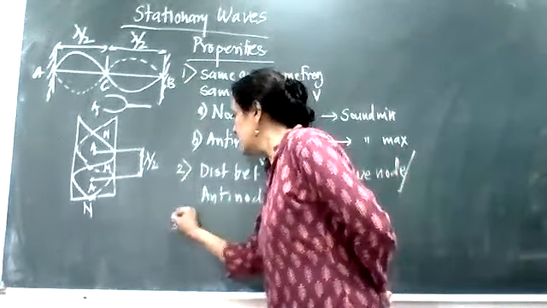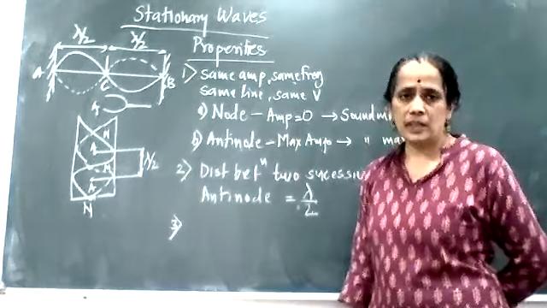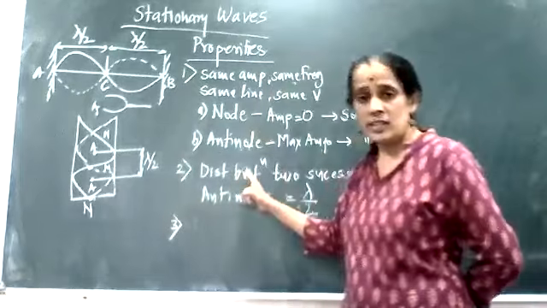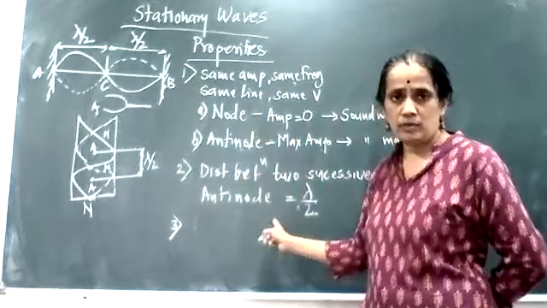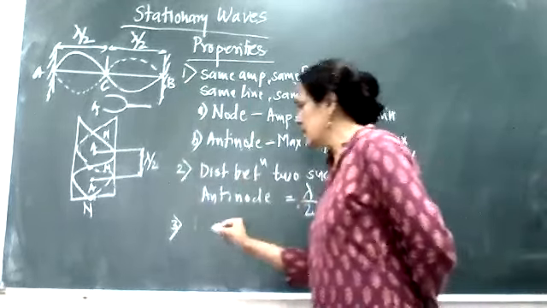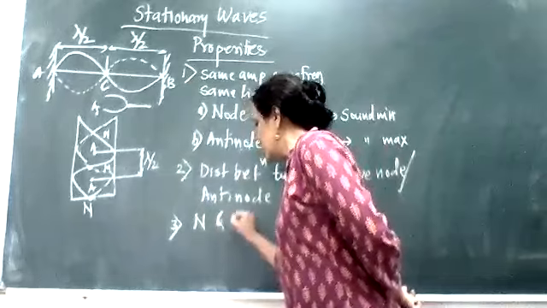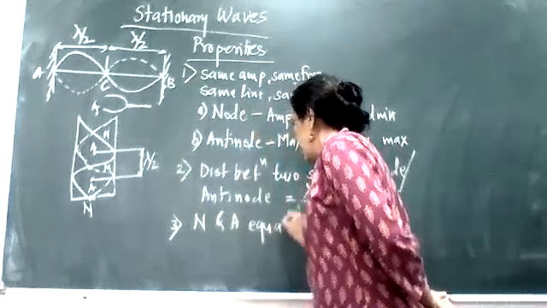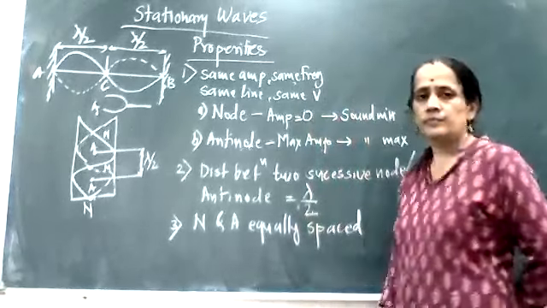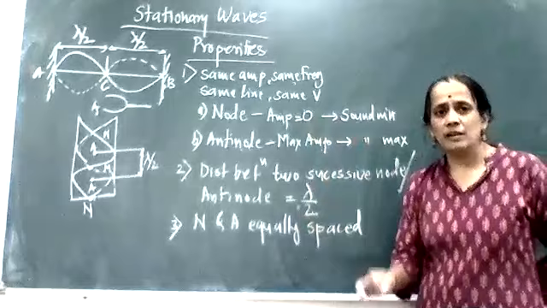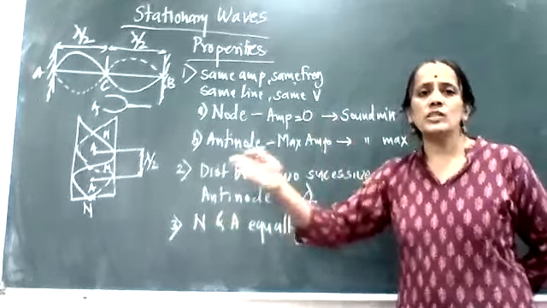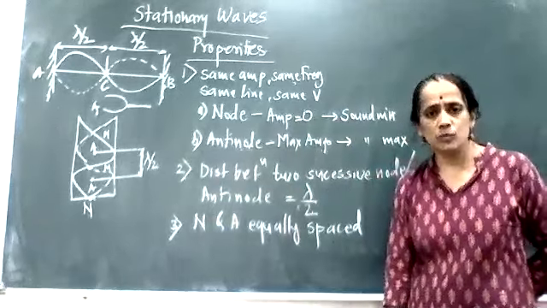Then here I can say the third property. The third property is the distance between, as I just said, two nodes or two antinodes, which is equal to lambda by 2. Means nodes and antinodes are equally placed or equally spaced. Distance between two nodes is lambda by 2, and between antinodes is also lambda by 2, so they are equally spaced.